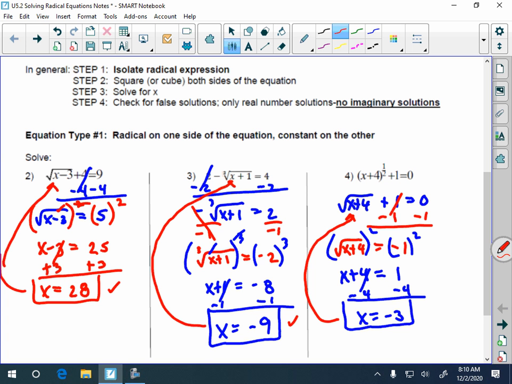All right, so check again so you can see why it doesn't work. Okay, so this is no solution. All right, so again, substitute that -3 in, and the left side will not equal the right side if you do that.